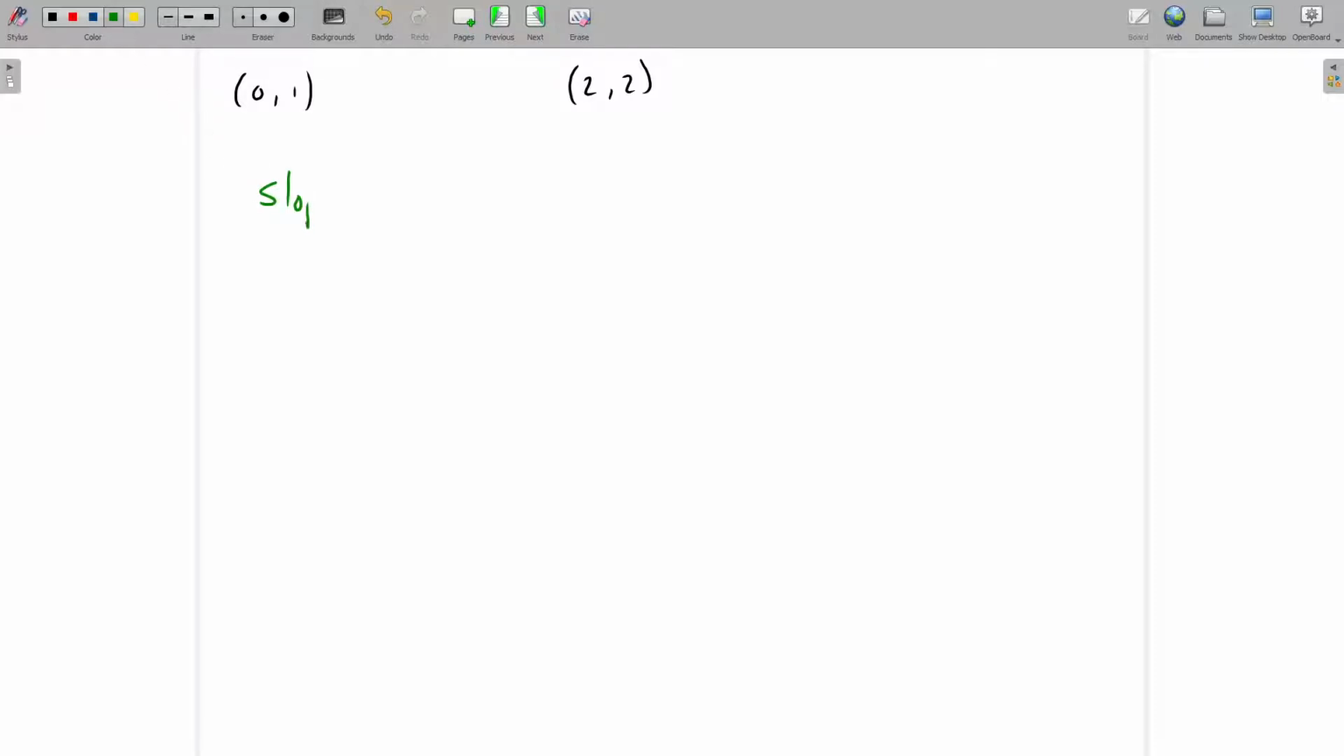We know from the last video how to find the slope between 2 points, where we take the difference in the y values and divide it by the difference in the x values. If we have an x1, y1 for our first point, and an x2, y2 for our second point, then the slope is going to be (2 minus 1) divided by (2 minus 0). So 2 minus 1 gives us 1, 2 minus 0 gives us 2. The slope between these 2 points is 1/2.